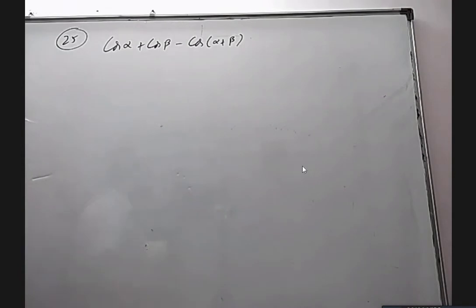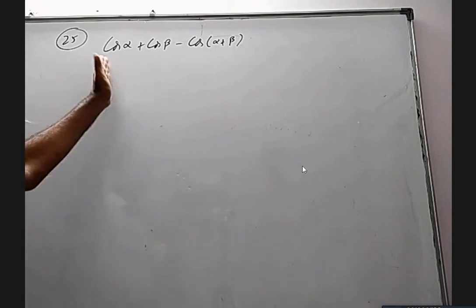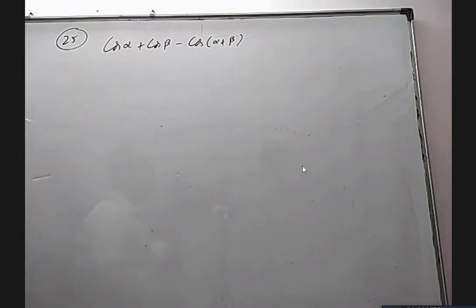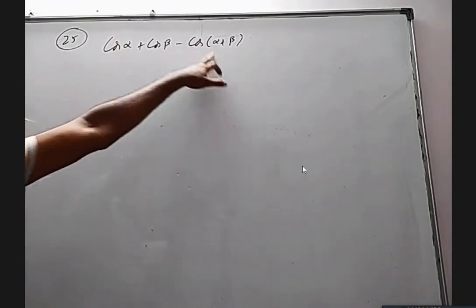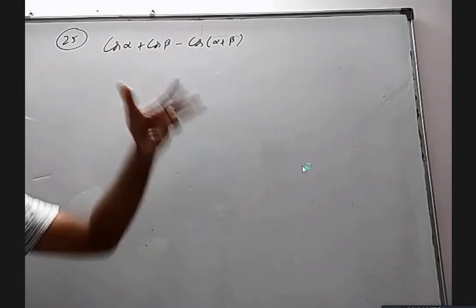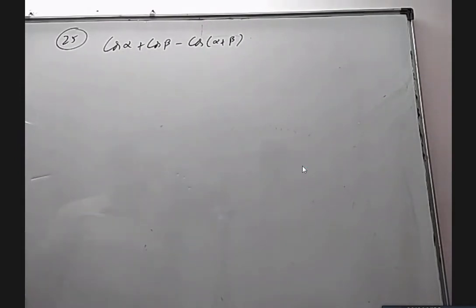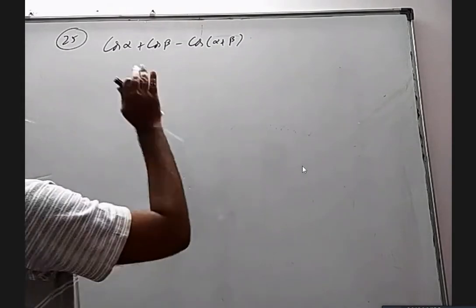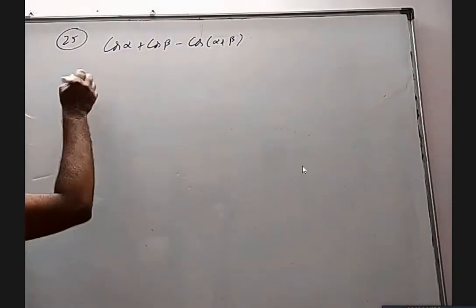Definitely it cannot go above 3. So there should be some higher value. But the maximum cannot be 3, because there may not be any alpha, beta where all three can be 1 simultaneously. When this is 1, this will be 1, this will be 1. 1 plus 1 minus 1 will be plus 1. It will not be 3. Okay, so the maximum is not 3, but we know that it cannot go beyond 3. Now let us see how to do this.